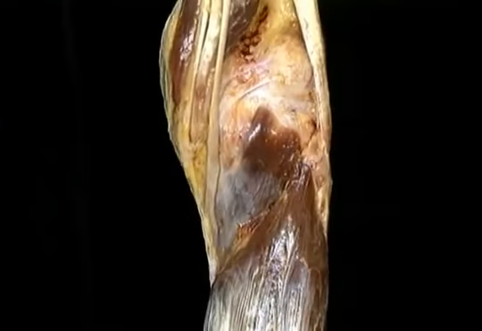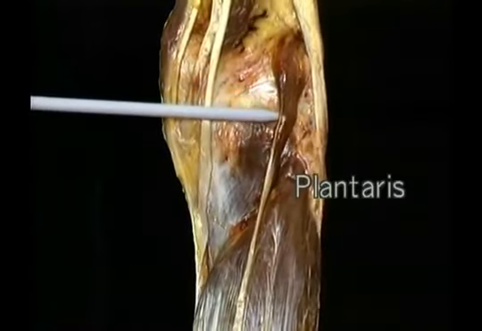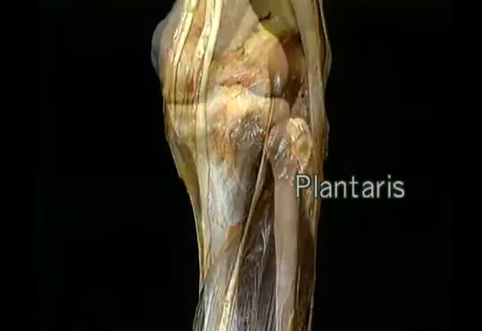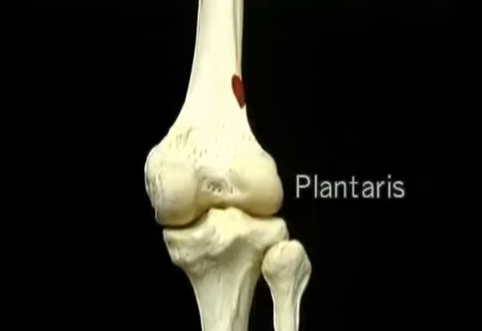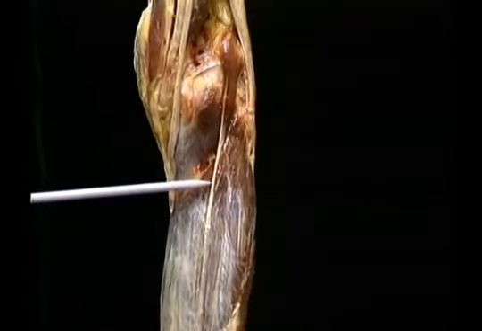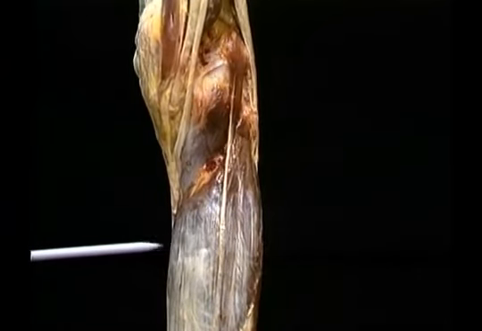Lying on top of popliteus is the small plantaris muscle. It's a vestigial structure. It arises from the lateral epicondyle of the femur. The tiny tendon of plantaris runs down on the back of this big muscle, soleus. We'll see where it ends up in the next section.